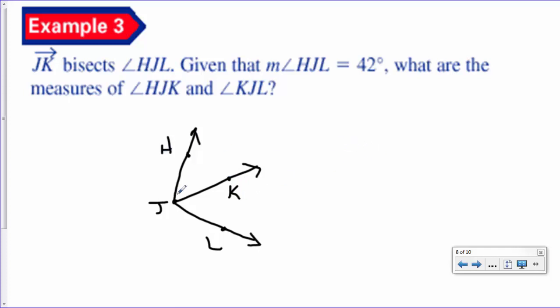If HJL equals 42, what are the measurements of HJK and KJL? If this bisects, we divide it into 2 equal parts. That would mean each piece would be half of 42, so each one would be 21 degrees. So my measure of each angle is 21 degrees.